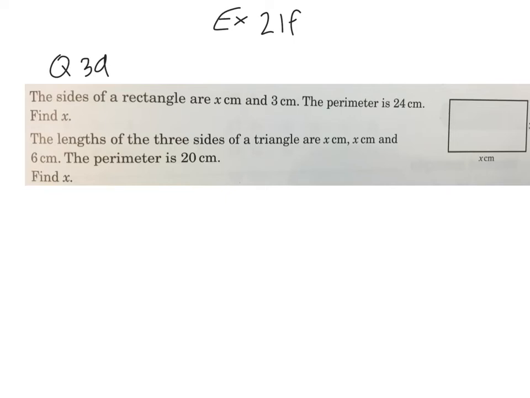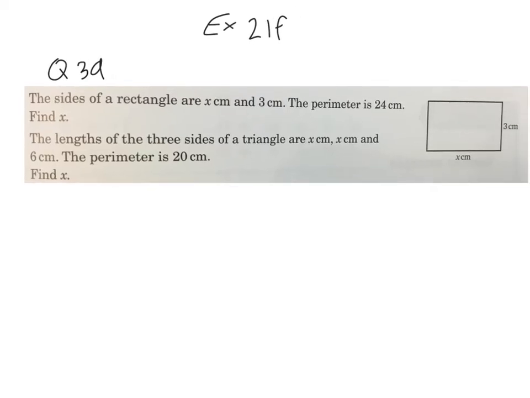This is exercise 21f, question 39. We're trying to get worded questions into an equation and solve from there. So we have the sides of a rectangle are x centimeters and 3 centimeters. The perimeter is 24. So if x is the length, then it'll be x on top and bottom, and if 3 is the height, it'll be 3 on the left and the right.